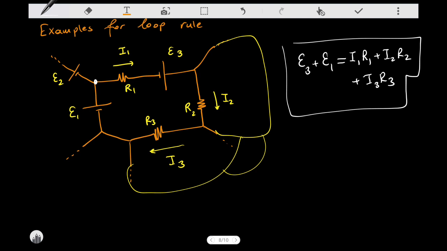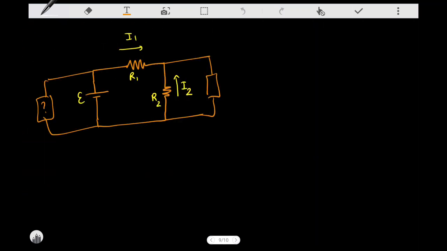Okay, there are some sign conventions, of course. When you choose the direction on the loop, that direction may not coincide with the direction where the currents are expressed. So there are these kind of situations. And also you may go over an EMF in the opposite direction of its given polarity. Let's see how we can handle these kind of situations.